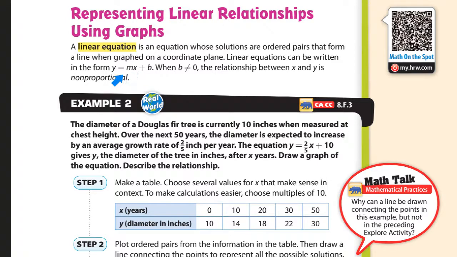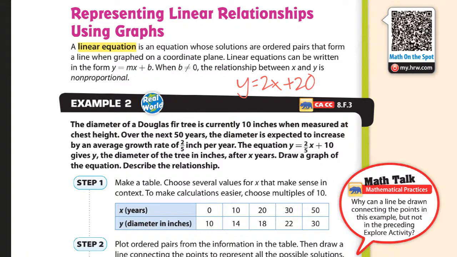So we're looking at an equation from our earlier example: y equals 2x plus 20, with the amusement park tickets. This is y equals mx plus b, and b is not equal to 0. And if you remember before, that was a non-proportional relationship.